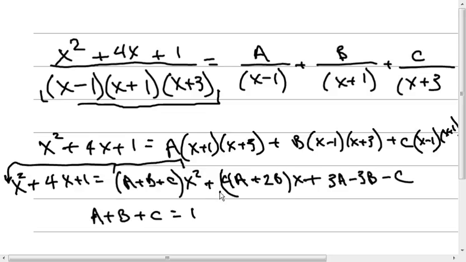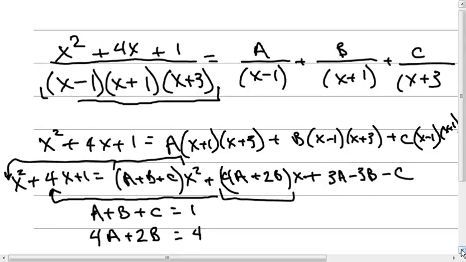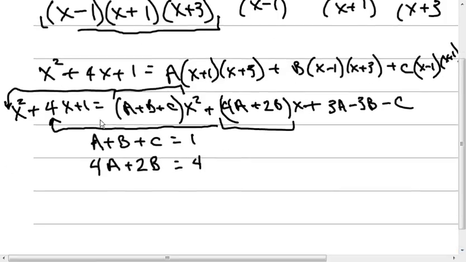We also know that these terms must be equal to the term associated with the x term. Here's the x term, the x term. So we know that 4A plus 2B is equal to 4. And then finally, the constant terms, there's 1 here, and it's got to correspond to this, so we get 3A minus 3B minus C has got to be equal to 1.